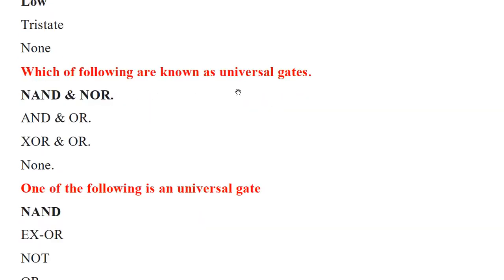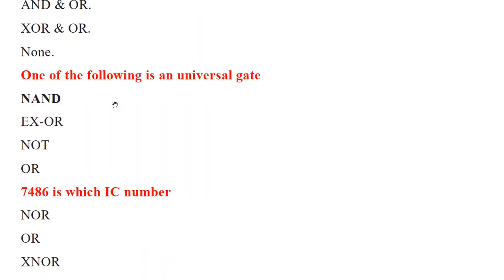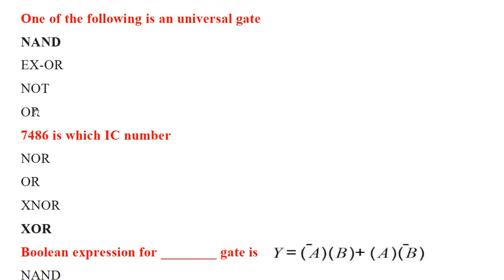Which of the following are known as universal gates? Very simple. NAND and NOR are called universal gates. In the options, you have to mark the universal gate. Which is the universal gate? Of course, NAND and NOR. So NAND, we have to mark the option. Of course, if in the list you find a NOR also, which one do you mark? Whichever appeared first. The option which appeared first is the correct answer.